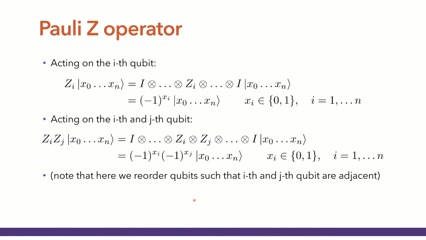Furthermore, if we have two PauliZs, Z_i and Z_j, then the action of this operator, which is a product of two PauliZs, is adding a phase of minus 1 to the power of x_i, minus 1 to the power of x_j. Here, once again, I'm just assuming for the sake of notation that we reordered qubits such that they are adjacent. Okay, so this is the action of the ZZ operator. Now let me show you that this is the right action.